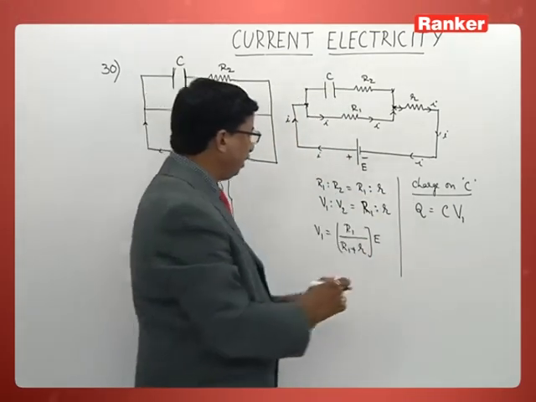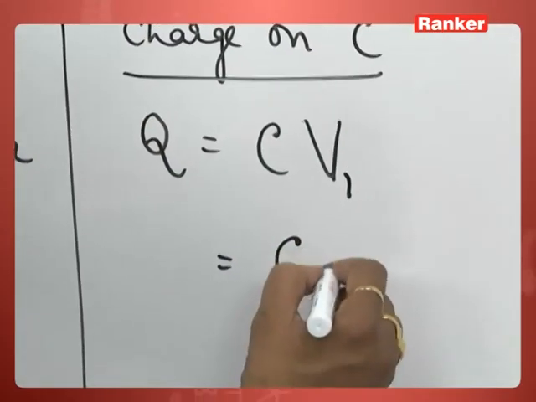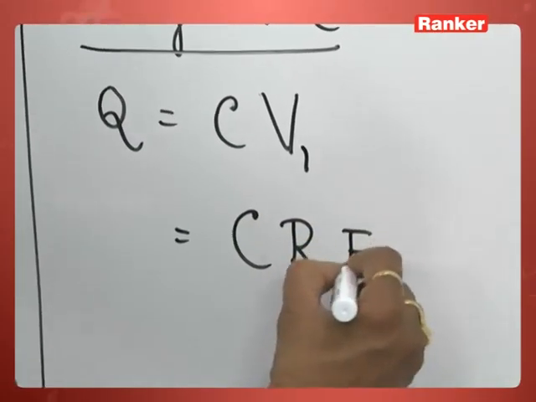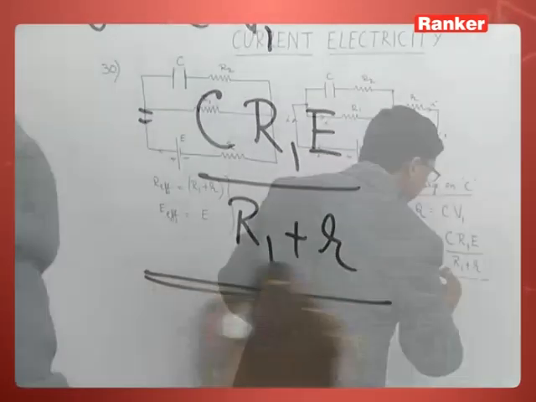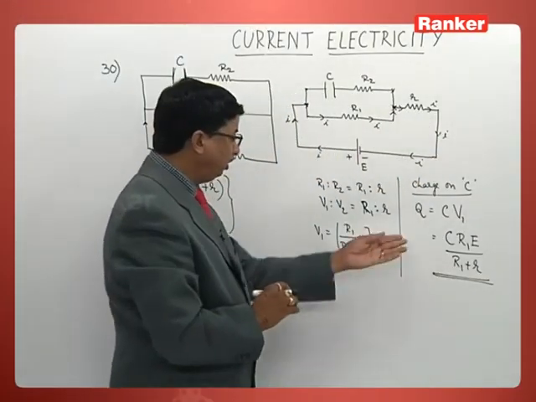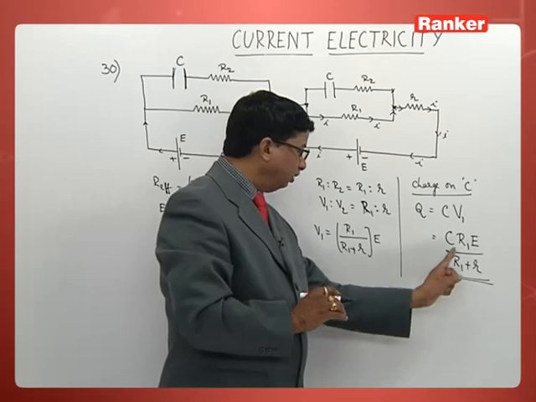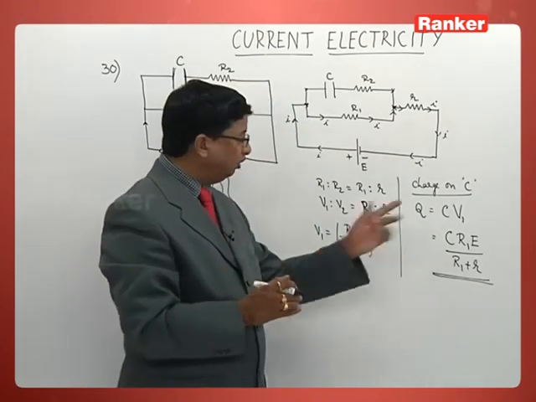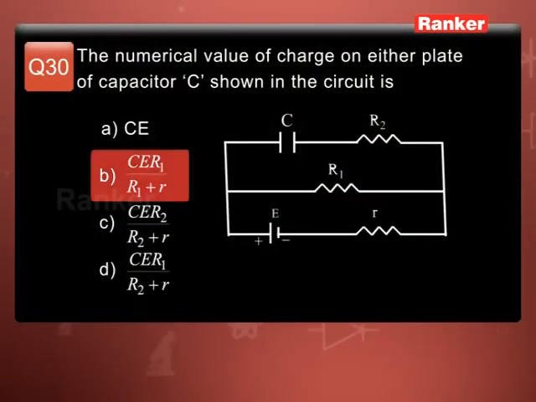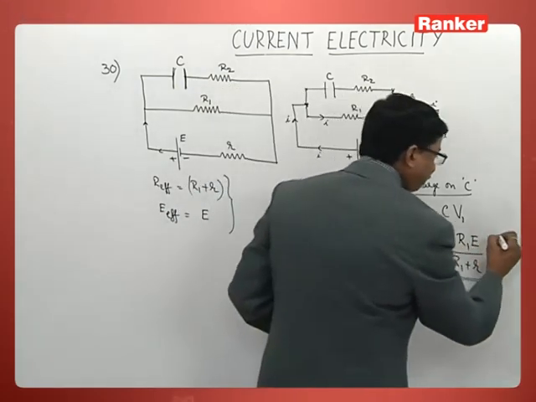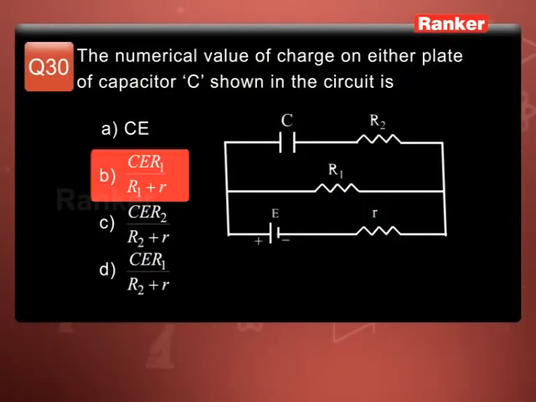So simply substitute this value here. It now becomes C R1 E by R1 plus small r, that is the formula. Which option gives you this result? Look at the second option, CE R1 by R1 plus R. Is it not the same as what we have got here? So what is the correct answer for this one now? The answer for this one is B, that is the second option.